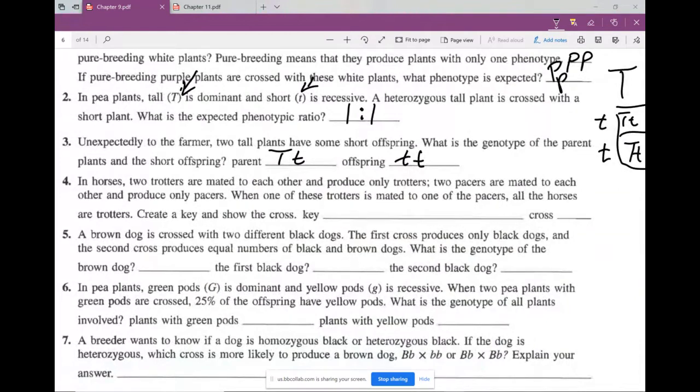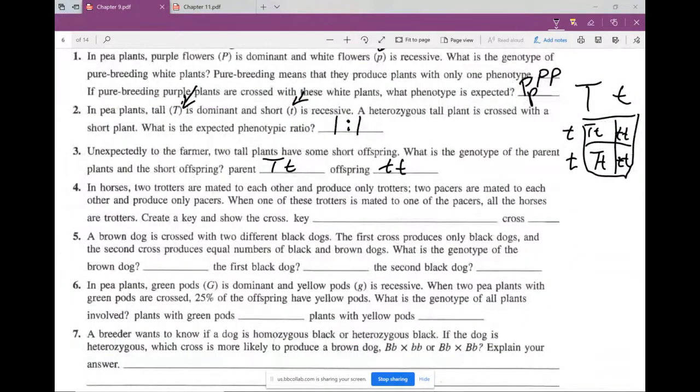In horses, two trotters are mated to each other and produce only trotters. Two pacers are mated to each other and produce only pacers. So what is that telling you? It tells you that the parents are homozygous dominant, or at least one of the parents is homozygous dominant and the other one might be heterozygous. When one of these trotters is mated to one of the pacers, all the horses are trotters, for sure. So all the trotters are producing trotters, even when they're mated with pacers.